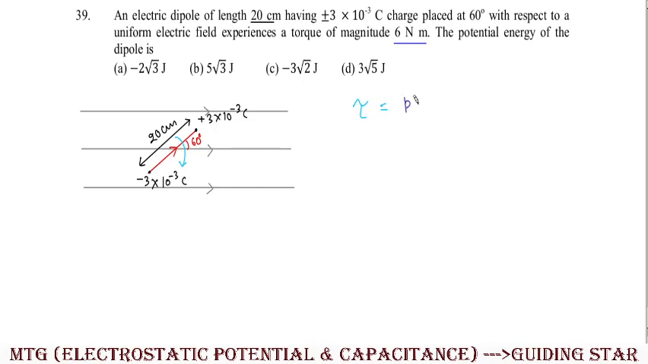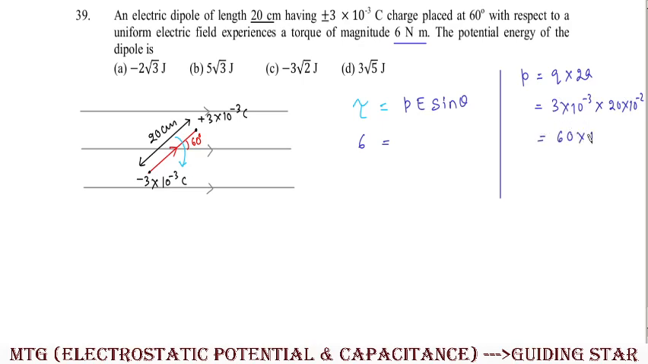Clear? So here in this particular case, the value of torque, if we write tau, is tau equal to P E sin theta. Magnitude wise it will be simply P E sin theta. Clear? So the value of torque is given 6 Newton meter. So here we can write 6 equals dipole moment, which we need to find out. So dipole moment will be Q into 2A. Q is 3 into 10 to the power minus 3, and 2A is 20 into 10 to the power minus 2. So it will be 60 into 10 to the power minus 5, or 6 into 10 to the power minus 4 coulomb meter.